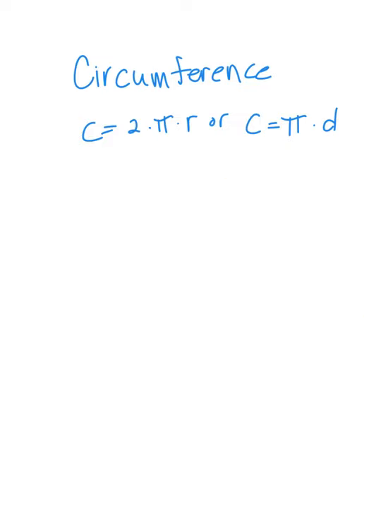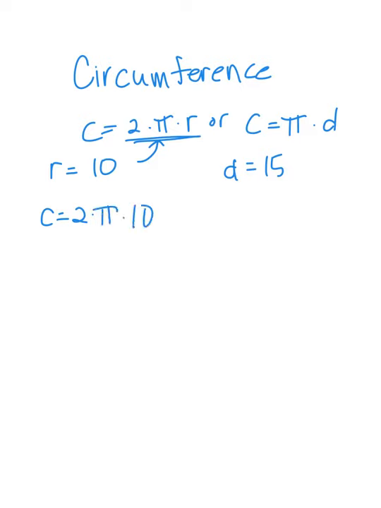Okay, there's two questions asking you to calculate circumference. One of them is going to give you a radius, and one of them is going to give you a diameter. So let's work out both of those. Let's say the radius is 10 for one of the questions, and the diameter is 15 for another one. If they give you a radius, you have to use this formula here because it's the one that has radius in it. So circumference equals 2 times pi times the number given for radius, which in this case is 10. You would just type that into your calculator, 2 times pi times 10, and the circumference is 62.83.